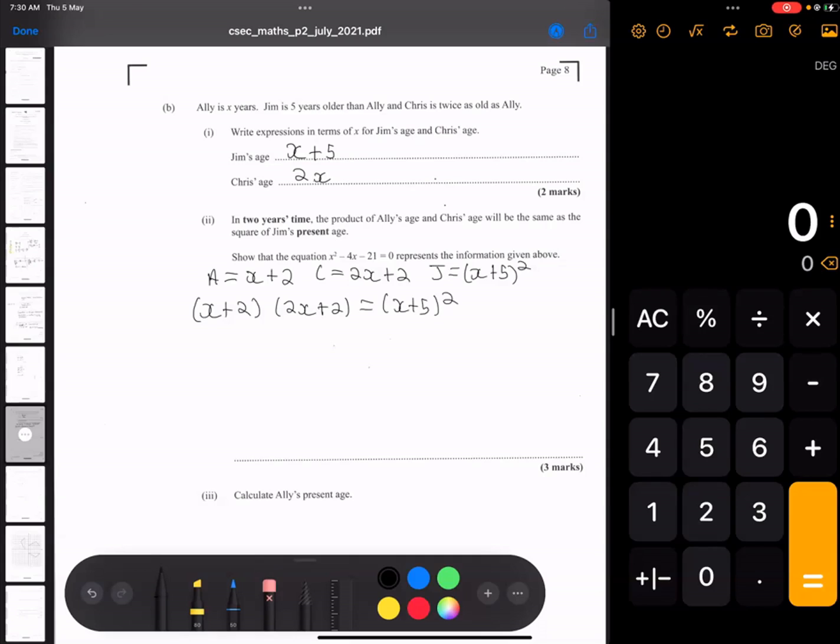So now we're going to work them out. We're going to multiply x plus 2 by 2x plus 2. So to multiply these, we're going to ensure that we multiply everything, don't leave any stones unturned.